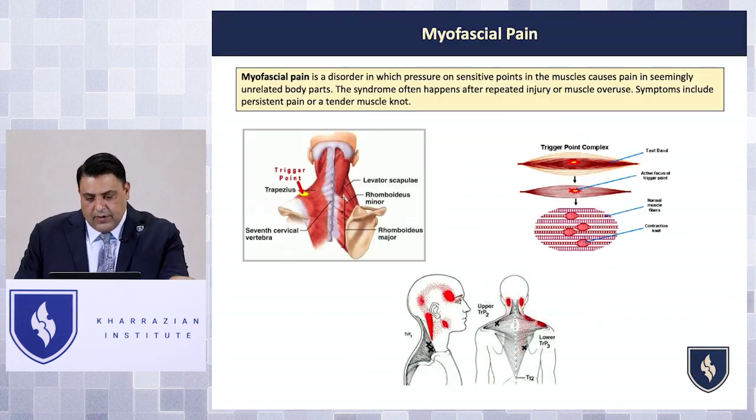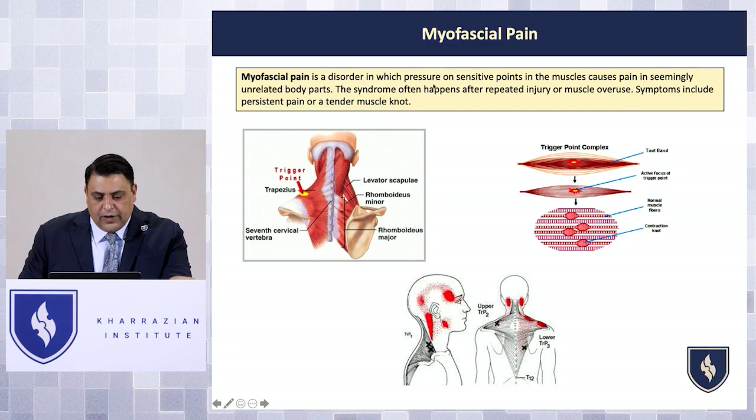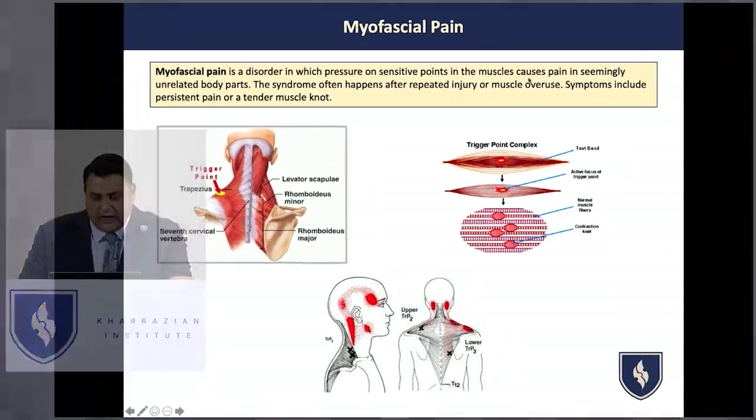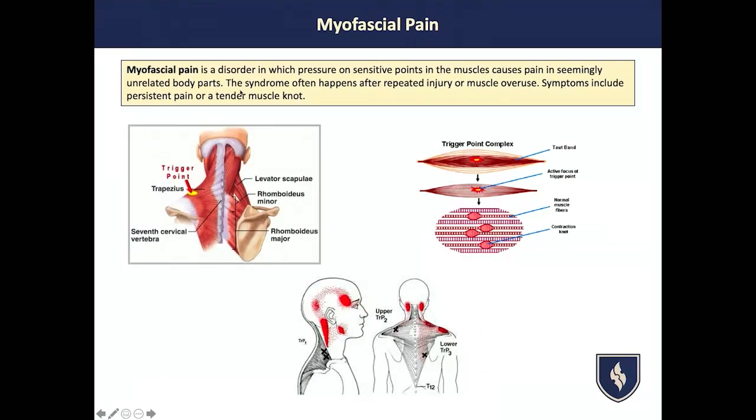And then we have myofascial pain. Myofascial pain is a disorder in which pressure on sensitive points of the muscles causes pain in seemingly unrelated body parts. The syndrome often happens after repeated injury or muscle overuse. Symptoms include persistent pain or tender muscle knots. So here, for example, in the upper trap, you can have a trigger point. A trigger point is pretty straightforward to diagnose. You push on it, and there's pain referral, and there's pain right there.